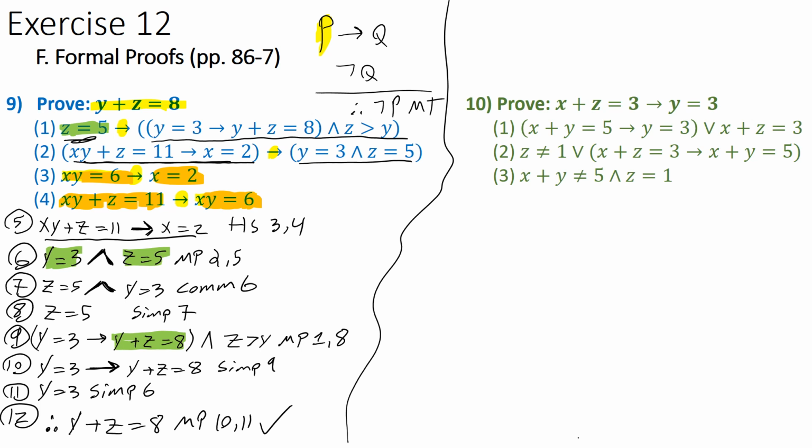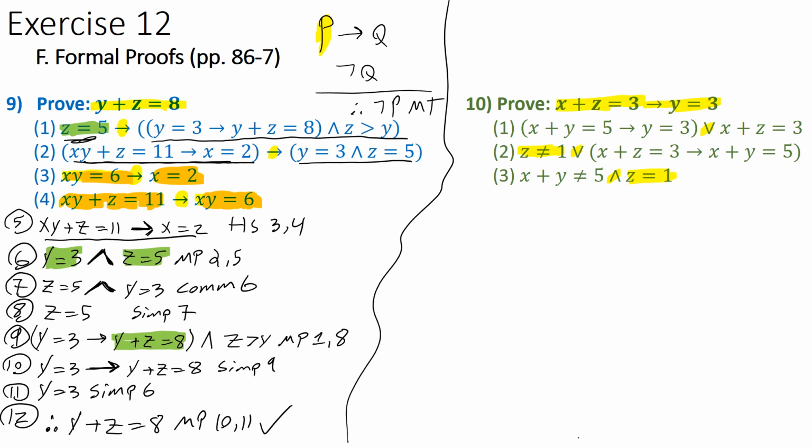For number 10, we want to prove a conditional. If x plus z is equal to 3, then y is equal to 3. We're given 3 premises, and let's see what we have here. We have a disjunction, a conjunction. We're told that z is equal to 1, and that contradicts this statement, z does not equal 1. Hence, eventually, we want a disjunctive syllogism.